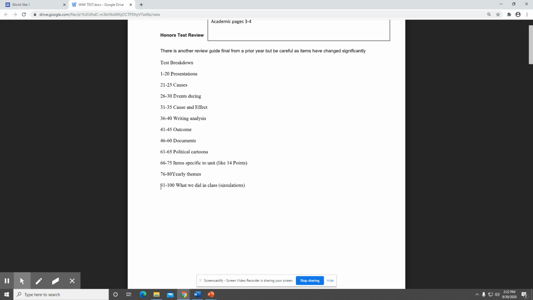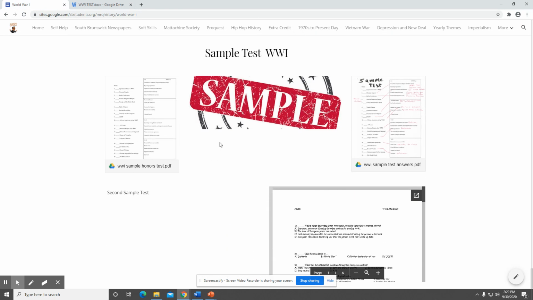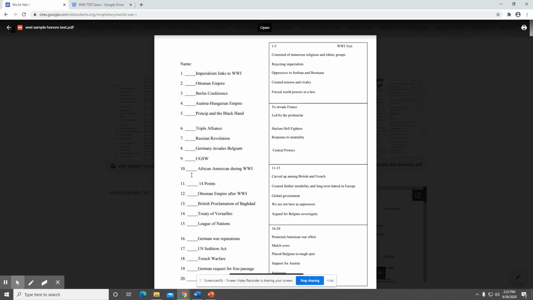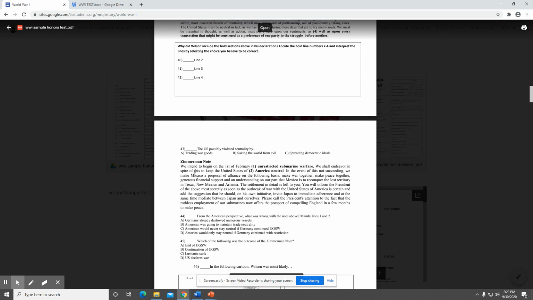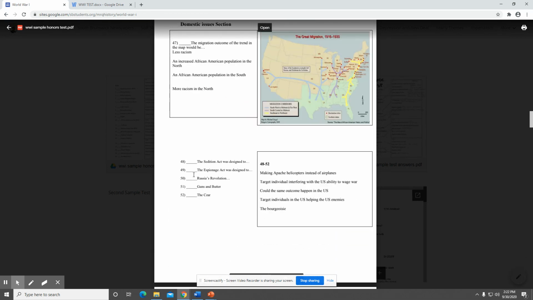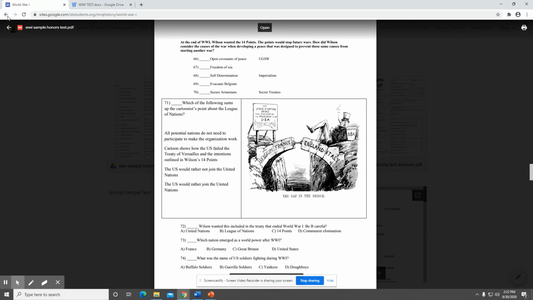And then what we did in class, notice there's 81 to 100. These are simulation type questions. So think about the card game that we played. I always upload a sample honors test and a sample test with answers. So when we open up this one, it's an actual test that you can print out and use to study, and you see some of the documents. You get a sense of the style of questions, how I ask questions, and so on.